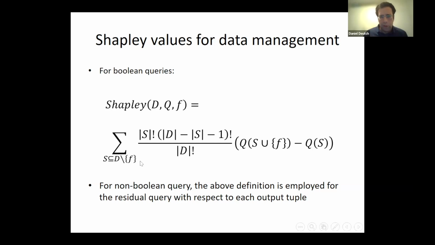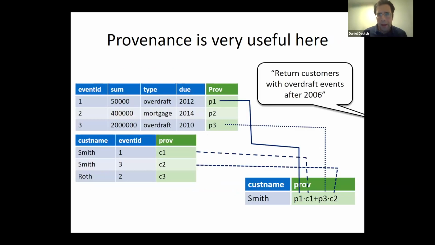So if you look at a particular fact in the database, we look at its contribution to the query result with respect to each subset of the database. And if the query, for instance, is non-Boolean, then we can look at the residual query with respect to each output tuple, and it works the same. It allows us to assign the contribution value for every input fact with respect to every output fact. So Benny and the collaborators have initiated a study of Shapley values for database queries.